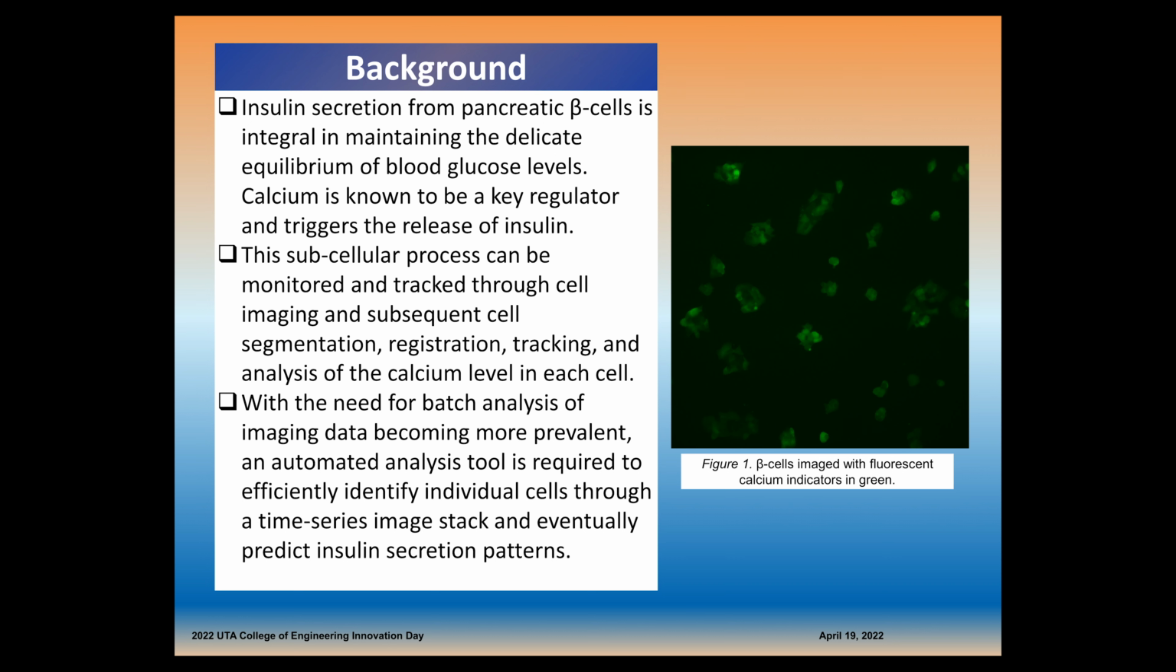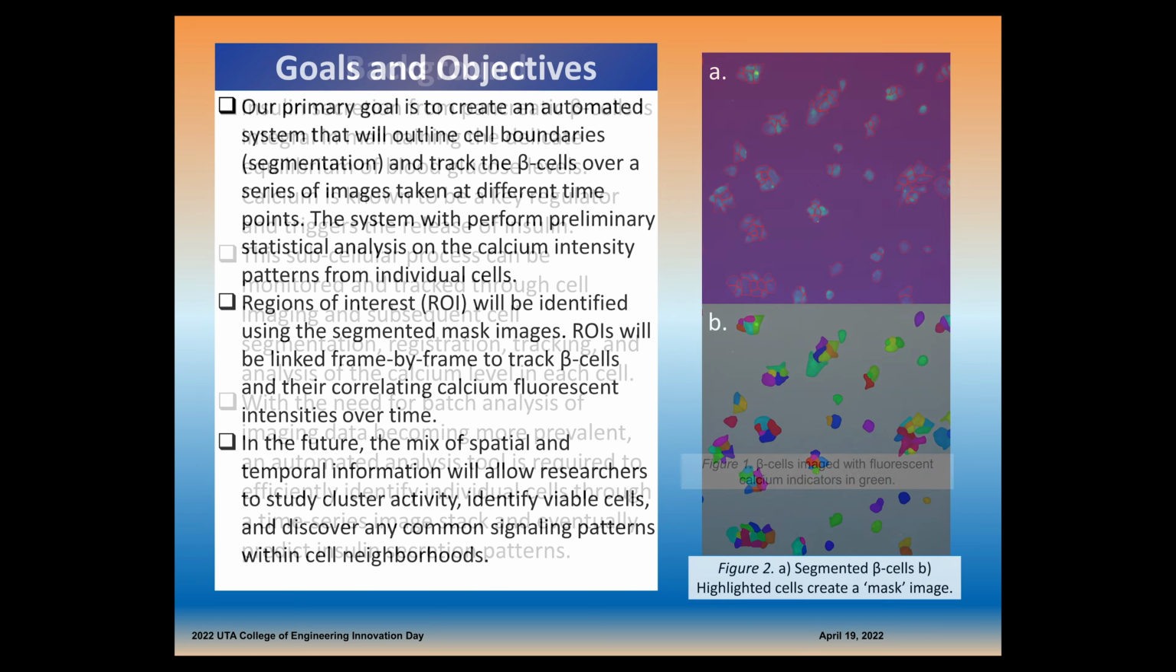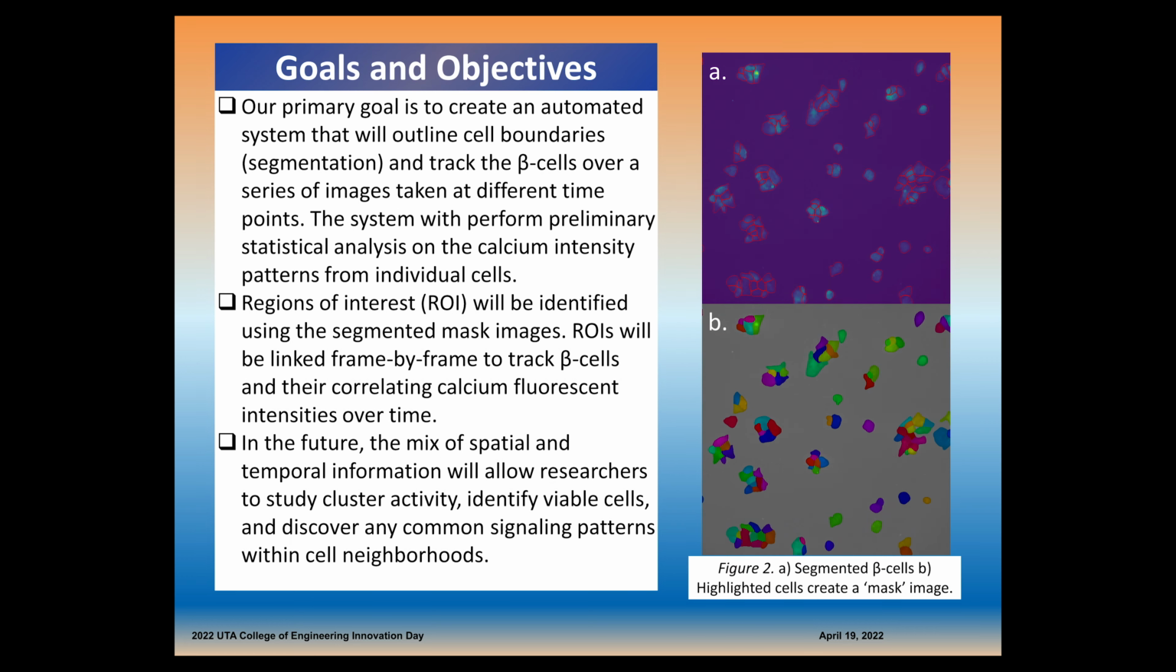Many beta cell studies track calcium signals over time, so a researcher will typically be analyzing multiple frames. This introduces a massive time inefficiency issue where one must outline multiple cells over multiple frames to effectively analyze insulin secretion patterns. Our main objective is to create a system that will automatically segment the image cells, track every cell across the time series stack, and output initial statistical analyses of the calcium signals. Our original outlined images and the subsequent masks can be seen in Figure 2.